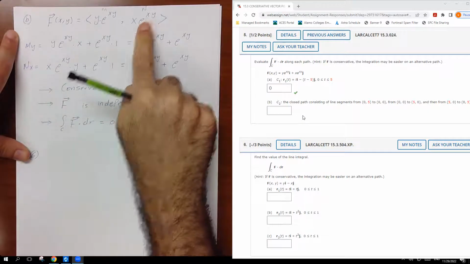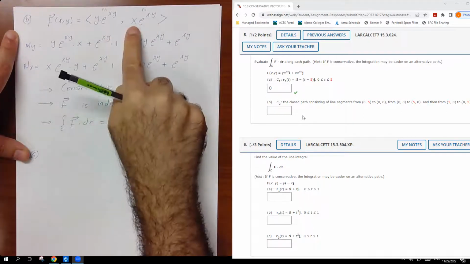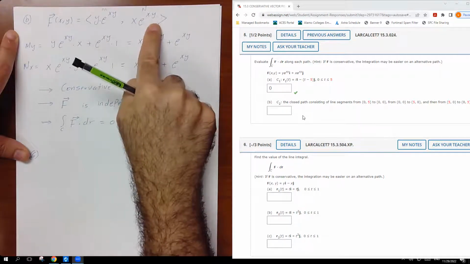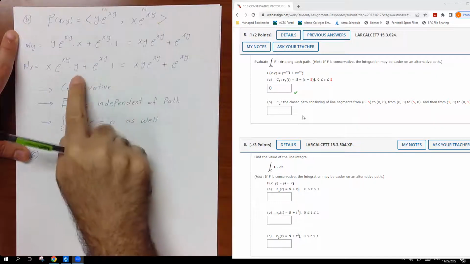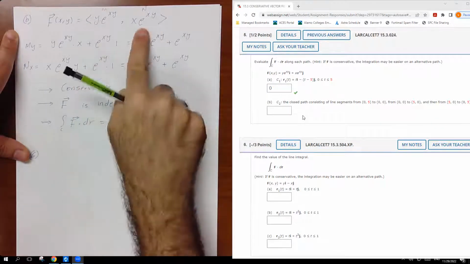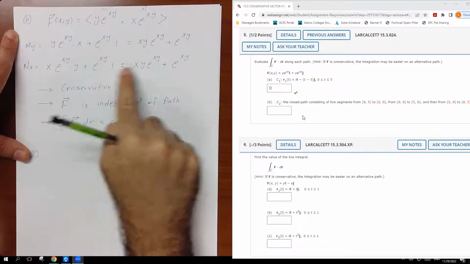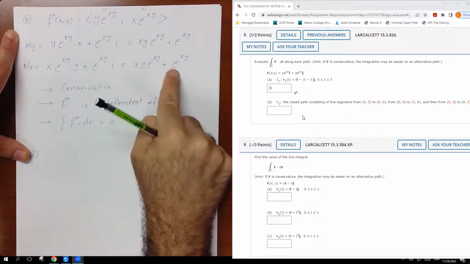Now N with respect to x. It's going to be the first one times the derivative of the second one. It's going to be e to the xy times the derivative of the exponent, which is y, plus the second one times the derivative of the first one with respect to x, which is going to be 1. So it's going to be xy e to the xy plus e to the xy.